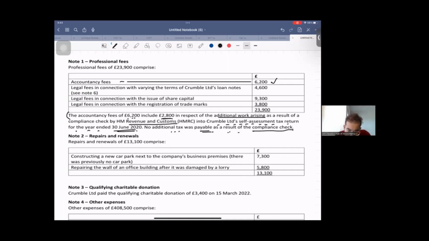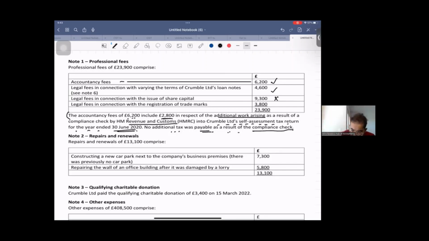Now, legal fees in connection with varying the terms of the Crumble Limited loans. See note 6, but I hope you guys remember the trading income chapter rules. Legal fees for a loan are allowed, but legal fees for equity are not allowed. Equity means the owner is involved. Legal fees in connection with the issue of share capital are never allowed. Equity, not allowed. No relief on equity.